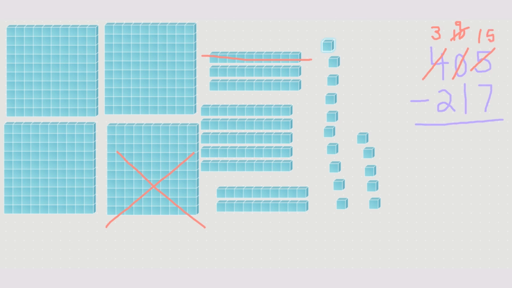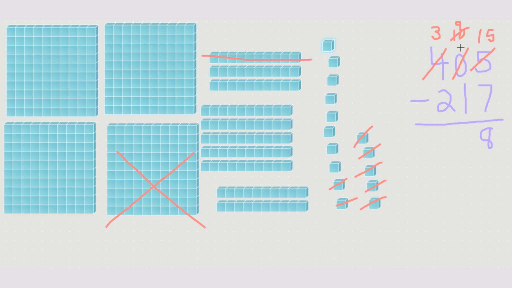Now, finally, I can get back to my subtraction. Can I take away 7 ones now? Yes, I can. 1, 2, 3, 4, 5, 6, 7. I took out 7 ones. That leaves me with 1, 2, 3, 4, 5, 6, 7, 8. That leaves me with 8 ones.